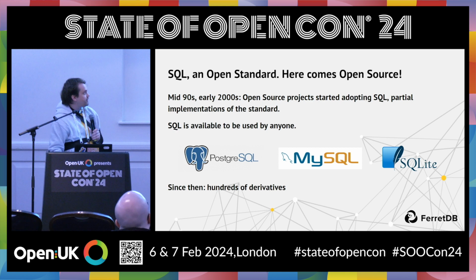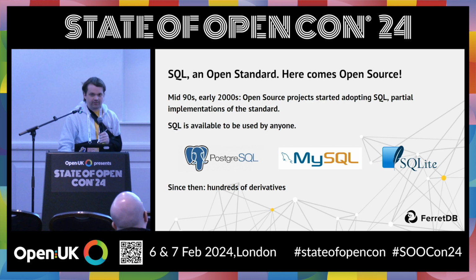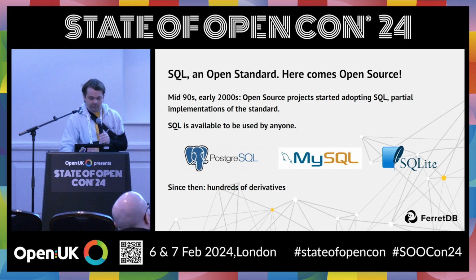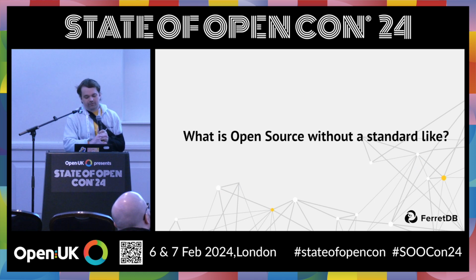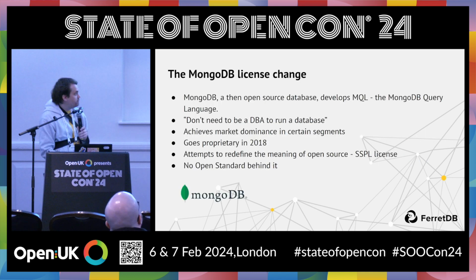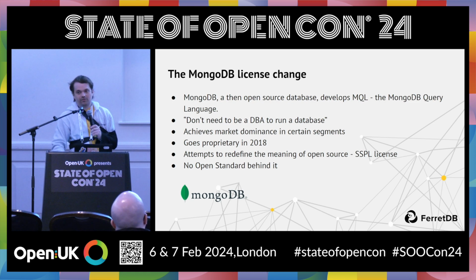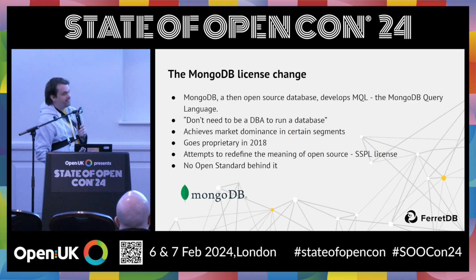So this is hopefully something you were familiar with, and it underlines the importance of open standards when it comes to making a specific technology popular. So what if there's open source software but without a standard? I mentioned MongoDB before. I'm not impartial to this topic because FerretDB is actually a MongoDB alternative, but I promise that this is the best I can do to be impartial.